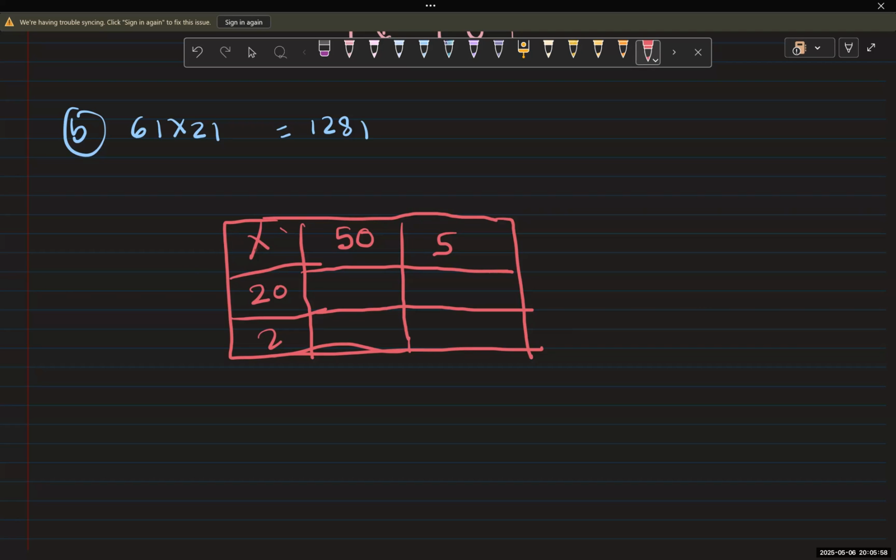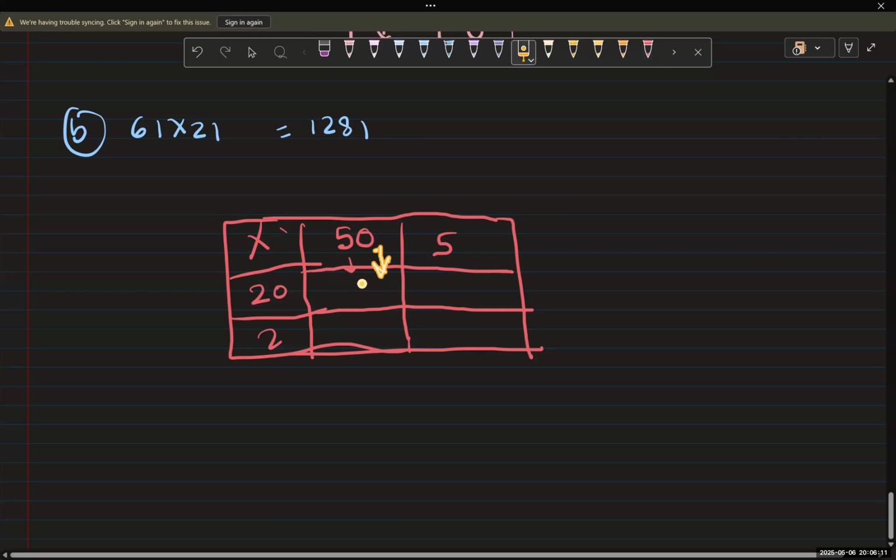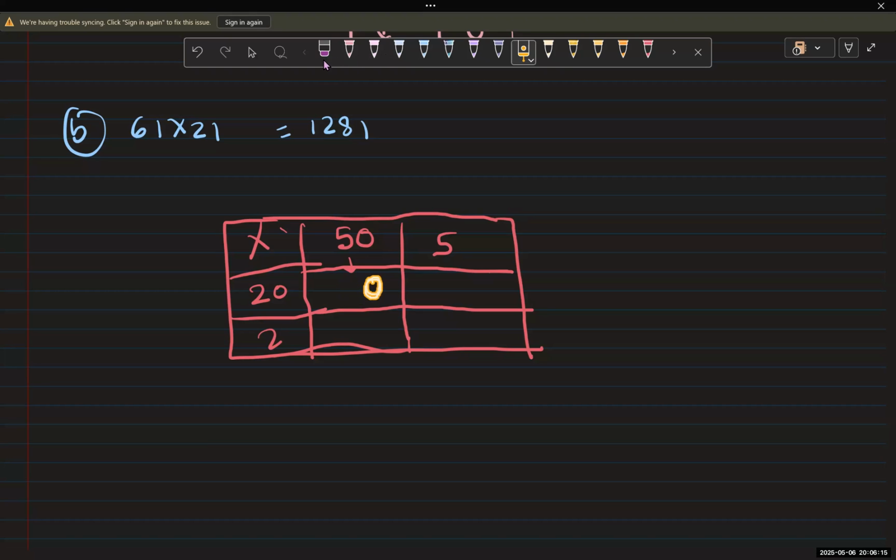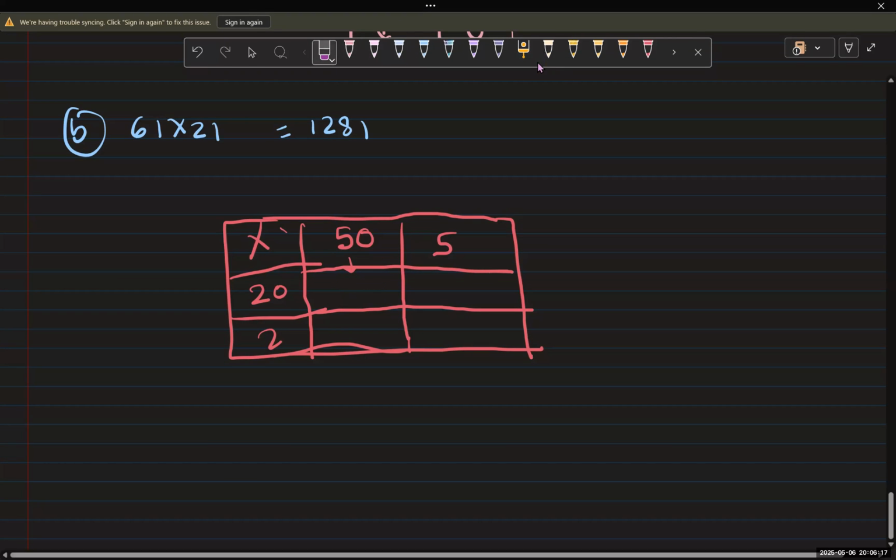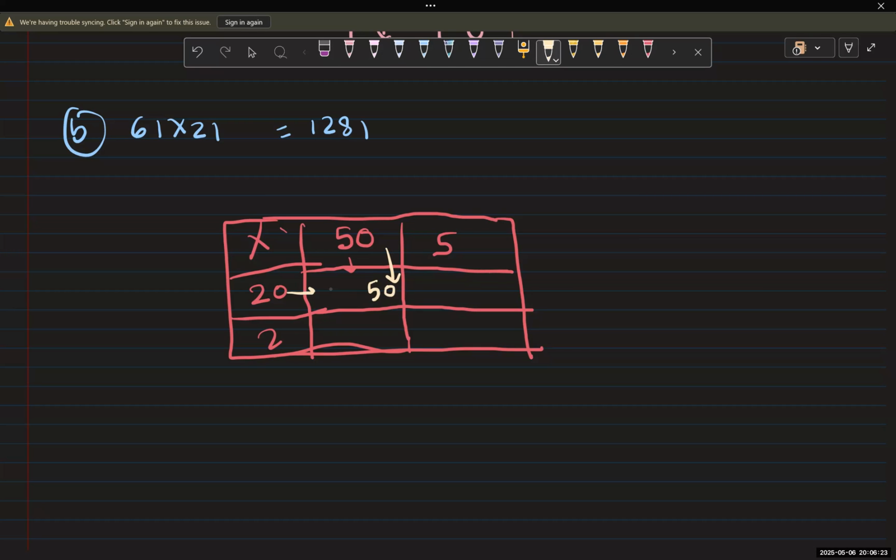Now how do I figure out what I have to multiply? So if I have to go down in this corner, that means 50 will be there. Look at the screen first. And if I go in this column, which number will be there? Same number has to be there. So if I go in this way, which number will be there?